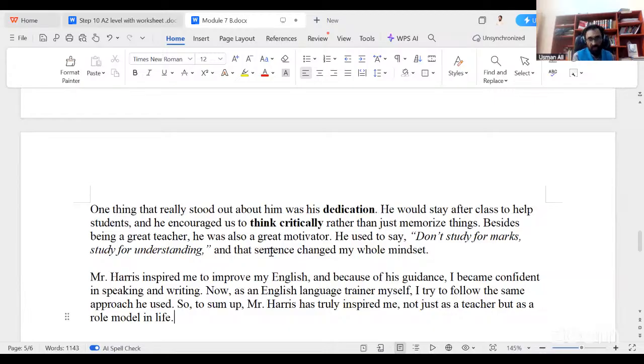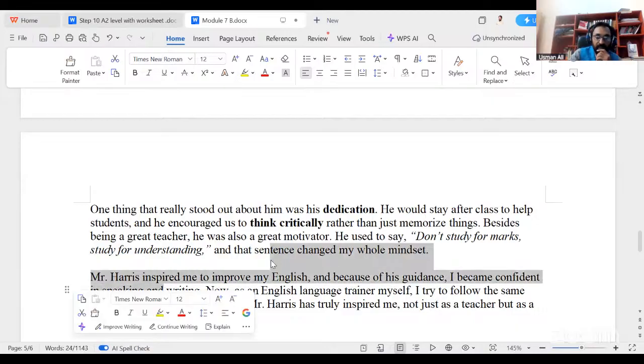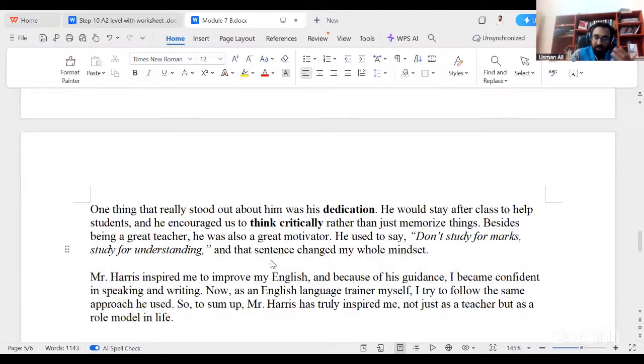This was his saying: don't study for marks, study for understanding. If you are studying for understanding, you will get the marks as well. So Mr. Harris inspired me to improve my English. Now you are going to tell the examiner more about the qualities of Mr. Harris. Because of his guidance, I became confident in speaking and writing.